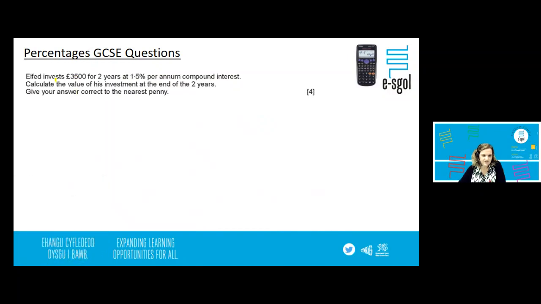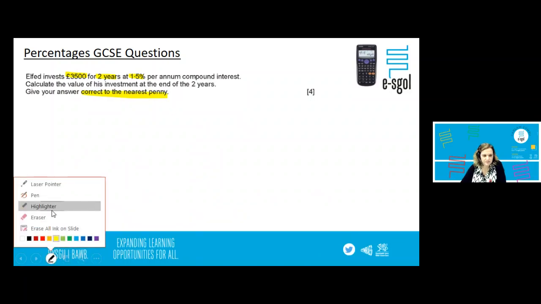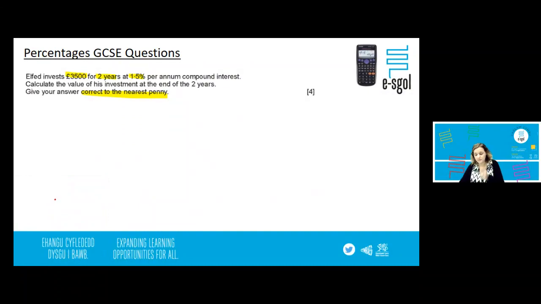So we have Elvid invests £3,500 for 2 years at 1.5% per annum compound interest. Calculate the value of the investment at the end of the 2 years and give your answer correct to the nearest penny. Okay, that rounding is important. If the question says what it wants it to be, then it does mean there's a mark for that rounding as well.